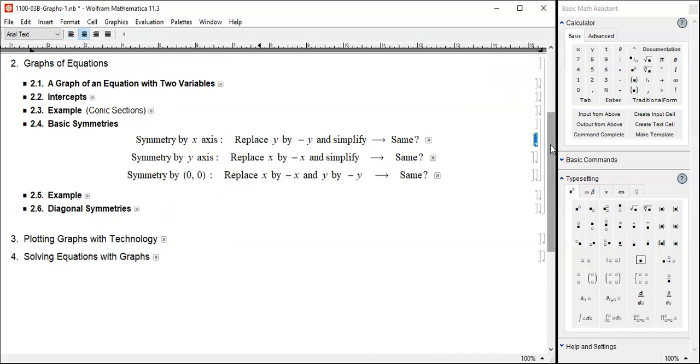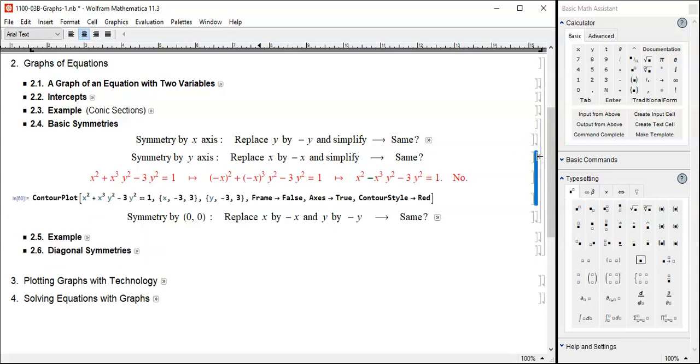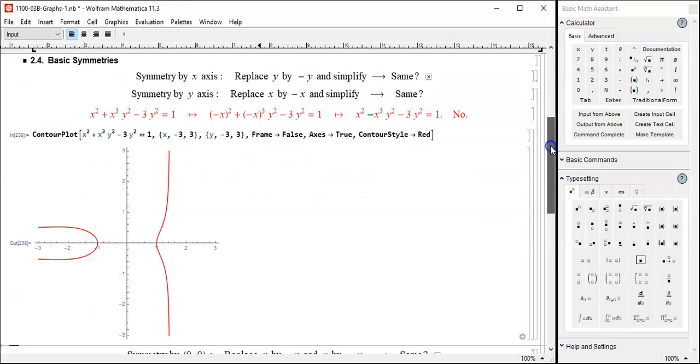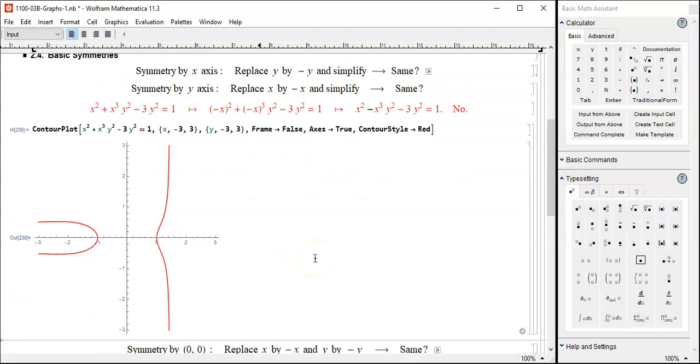Another symmetry here, symmetry by y-axis. This time replace x by negative x and simplify. Do you get the same thing? Let's go to the same example here. And does it look like it has a symmetry with respect to the y-axis?